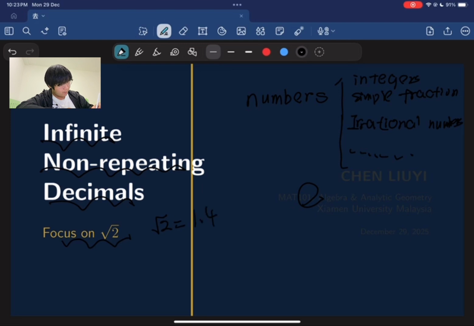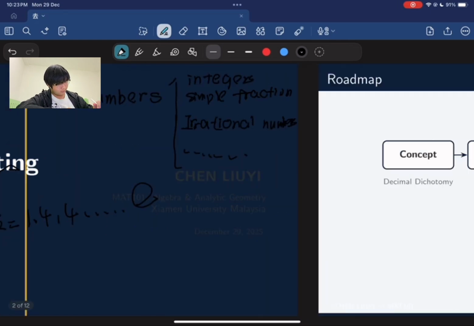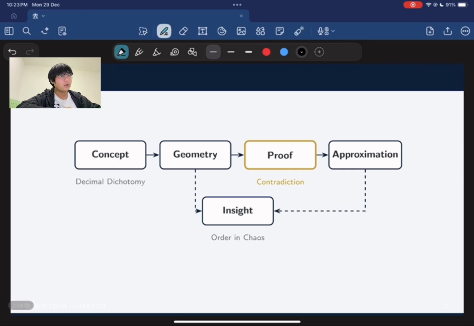We can have 1.414... That is infinite, non-repeating decimals. To navigate this topic, I have broken my presentation down into 5 key parts.